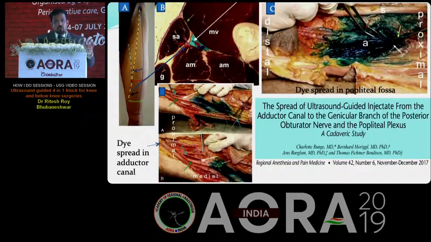Just after we had almost 6 months gone into our study, another study gave us the motivation to publish it, because the injection which they have given is at the same place where we are doing our blocks. I will show you later on. And they found that the drug spread into the popliteal fossa, staining the popliteal plexus, and above into the adductor canal. But obviously the sciatic nerve was not stained and the nerve to vastus medialis was not stained.